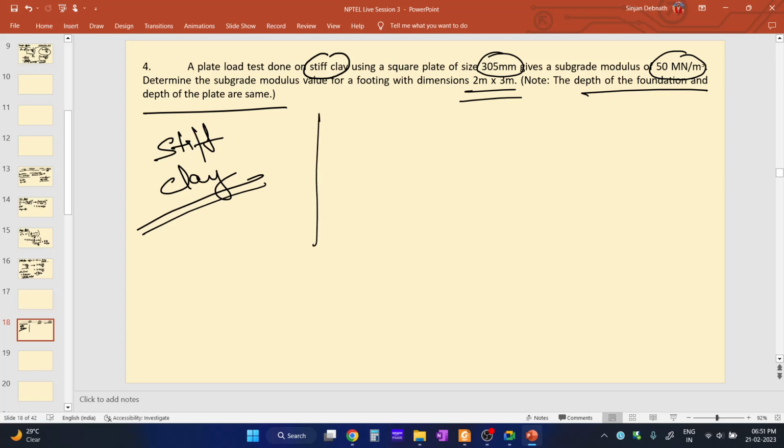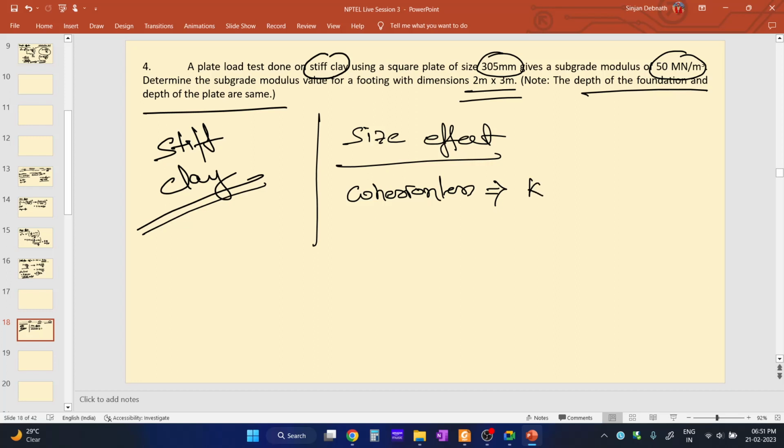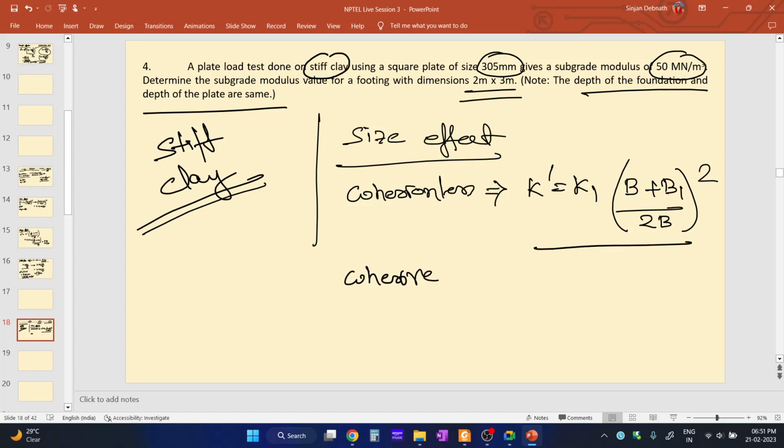Let me write it down. Size effect for cohesionless soil: K dash is equal to K1 times (B plus B1) by 2B. We have used this for the last three questions. For the cohesive soil, the size effect is K dash is equal to K1 times B1 by B.